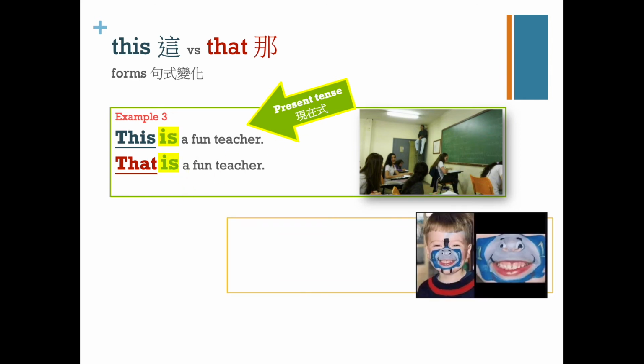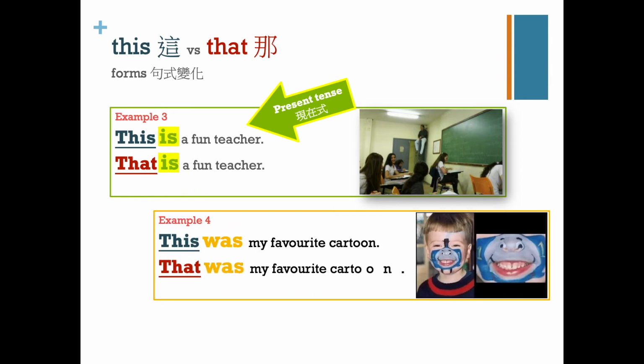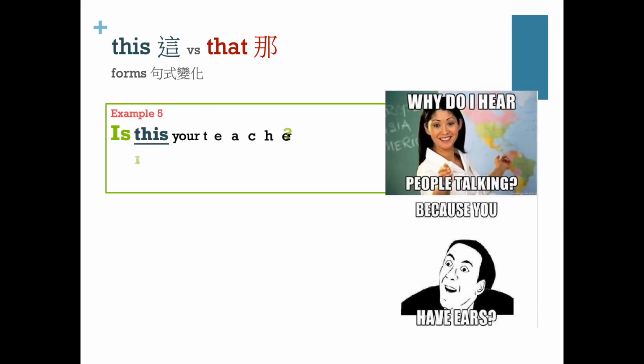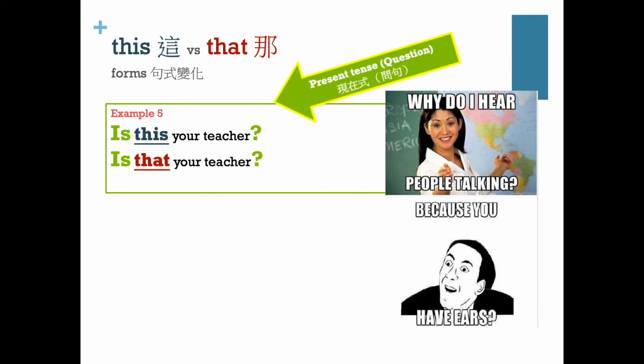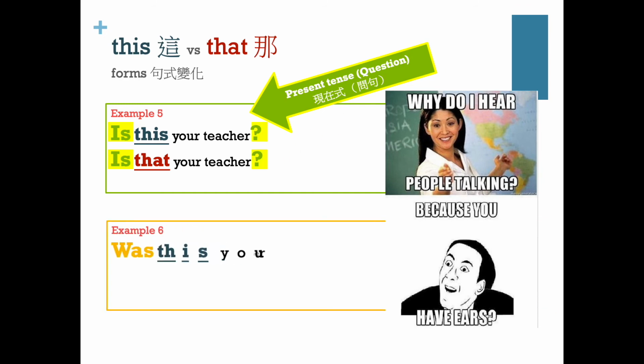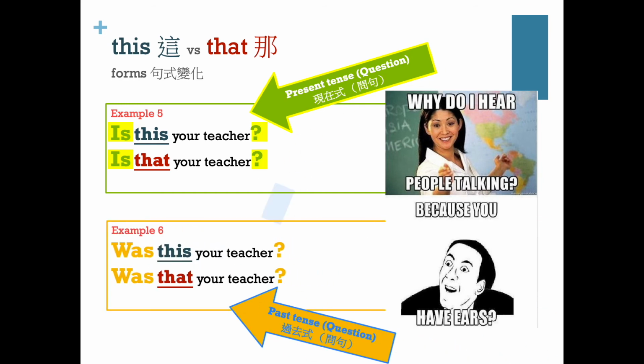Thomas and Friends cartoon is a childhood memory, so the gentleman used past tense, was. This was my favorite cartoon. That was my favorite cartoon. How about questions? If it's a present tense question, you should put the verb is at the beginning and don't forget the question mark at the end. For past tense, you should put the verb was at the beginning and question mark at the end.